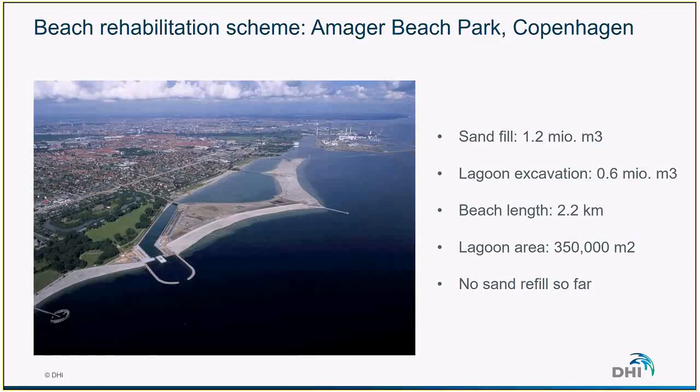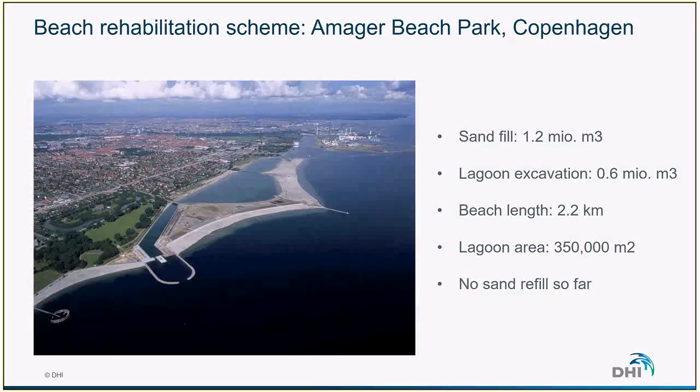And this beach has been constructed a bit more than 10 years ago. So far, the beach has been working very well. It's become a very popular beach. It's very crowded in summertime when the weather is good in Copenhagen. It's been working very well, so no refill has been necessary so far. And the lagoon is also used a lot for recreational activities, so swimming and kayaking and some other activities, kite surfing, for instance.